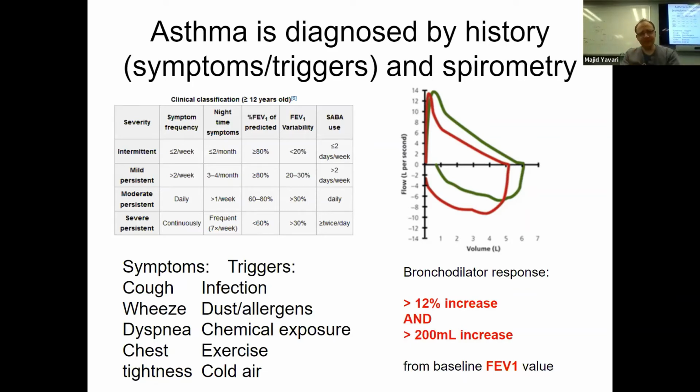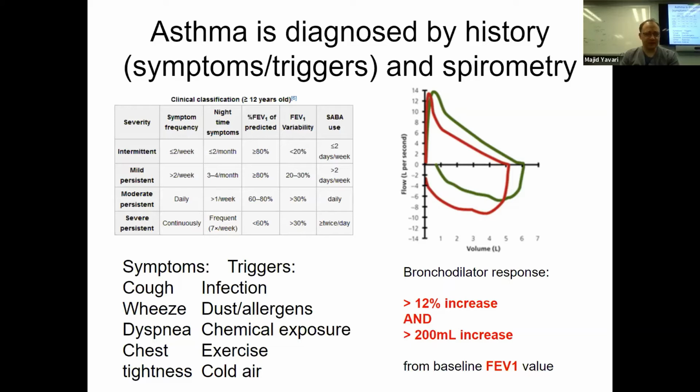Symptoms: cough, and especially night cough, is really the most common symptom of patients with asthma. Not all of them perceive their dyspnea or their symptoms as a wheeze. Chest tightness is often a common complaint as well.